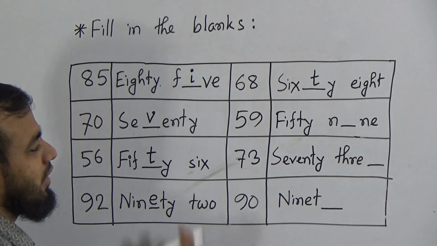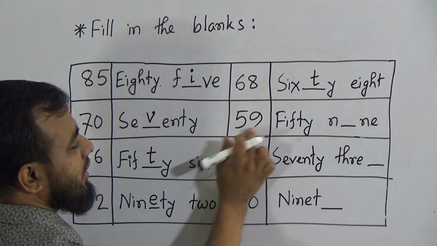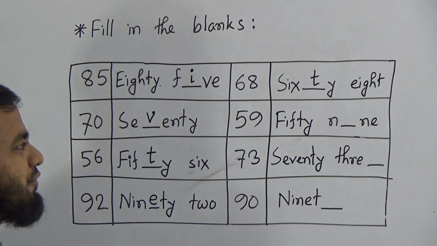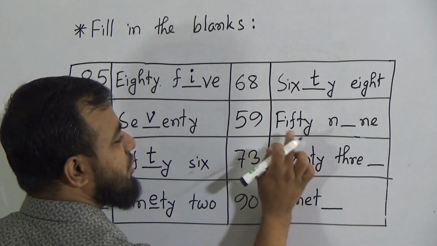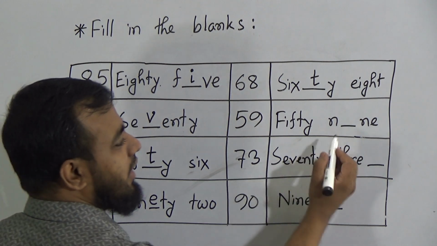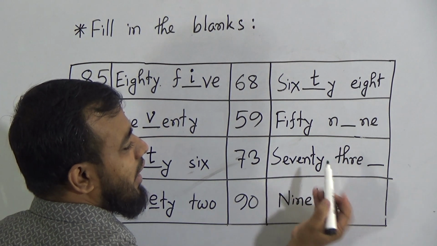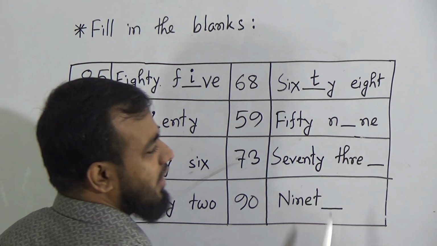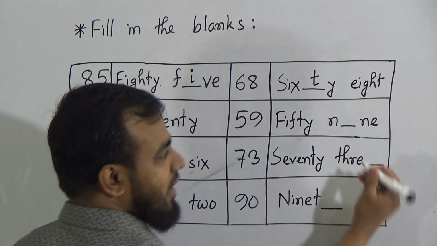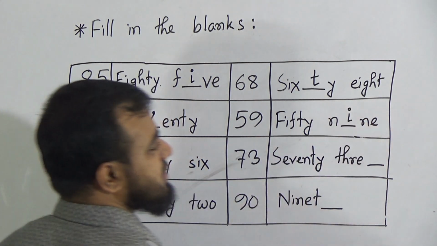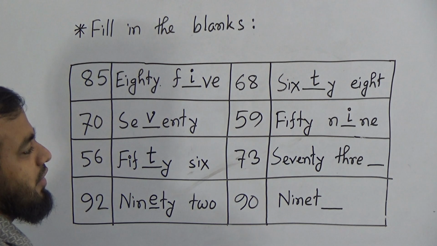After that, the number 59 is given here. 5 and 9, 59. My dear students, the spelling of 59 is F-I-F-T-Y, 50, and 9, N-I-N-E, 9. And in 9, there is a gap, and we know that the spelling of 9 is N-I-N-E, 9. That means this blank will be filled up with the letter I.